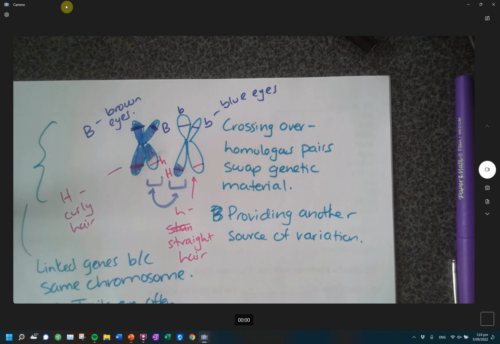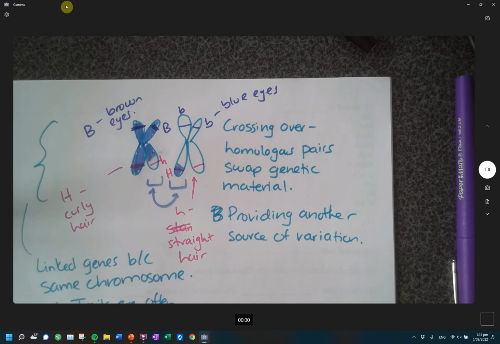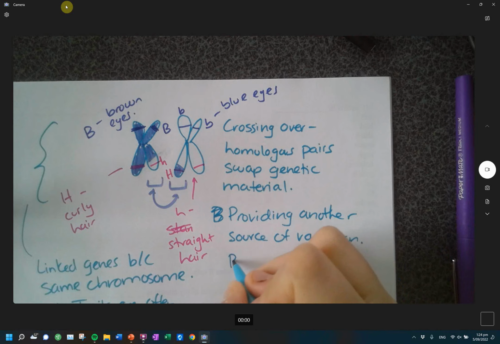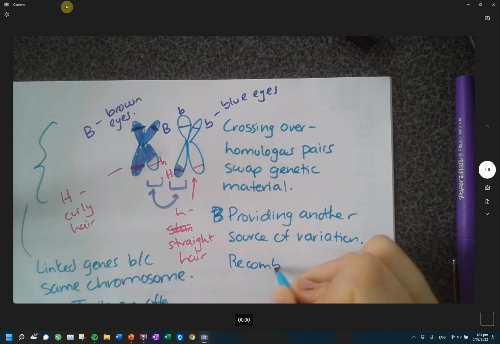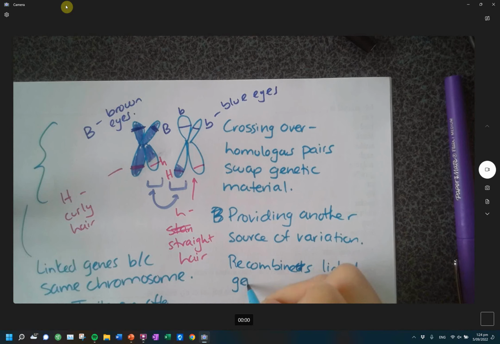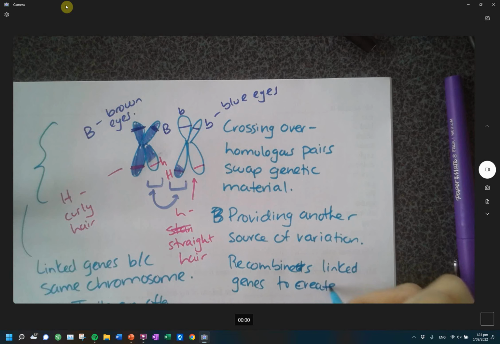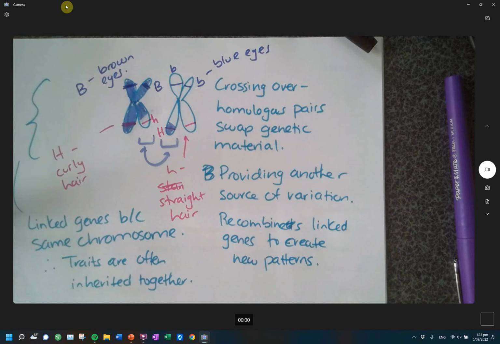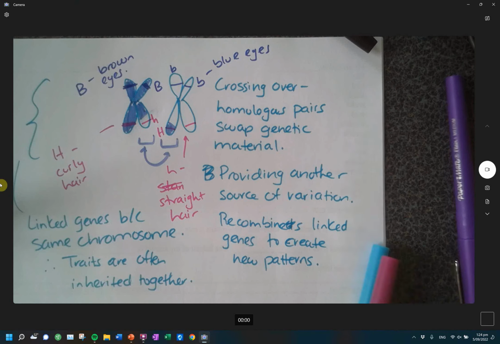So that is really good because it's another source of variation. It recombines linked genes to create new patterns. Are you okay with that? All right, let me show you that.